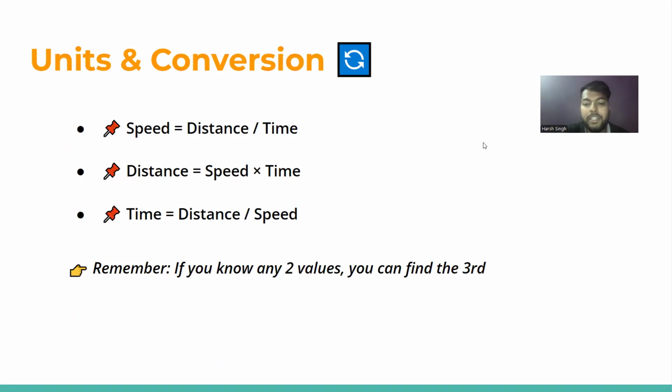There are three basic formulas: speed equals distance upon time, distance equals speed into time, and time equals distance upon speed, as you can see on the screen. There are no extra formulas. In exams, questions may look difficult, but they always come from these formulas only. We don't have to just memorize them. We should understand when to apply which formula.